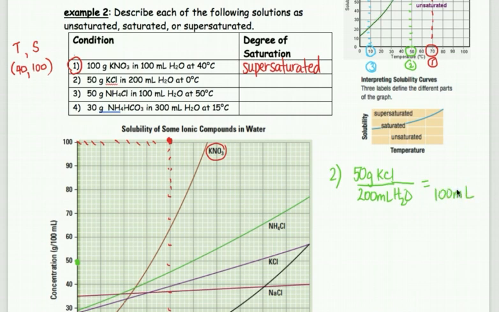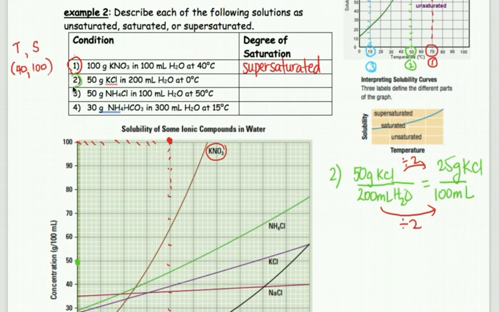of water. Okay, so if you're a little bit tired and can't make this conversion, you went from 200 to 100. What did you divide by? 2. Okay, so you need to divide 50 by 2, and you'll get 25 grams. So that makes the conversion so that now that's what you're looking for. Instead of 50 grams, you're looking for 25 grams of potassium chloride.